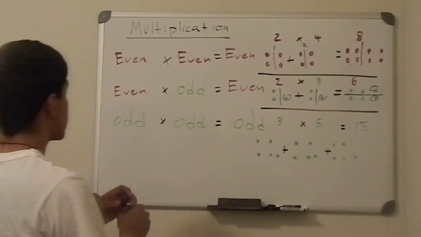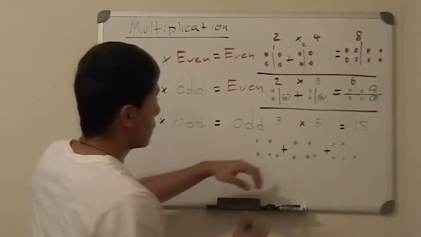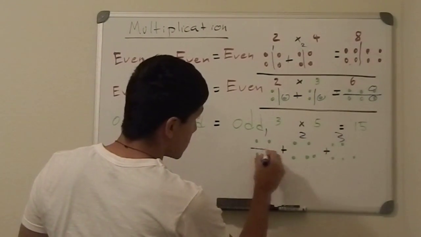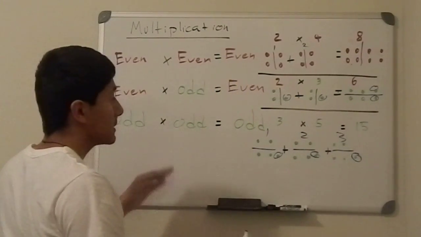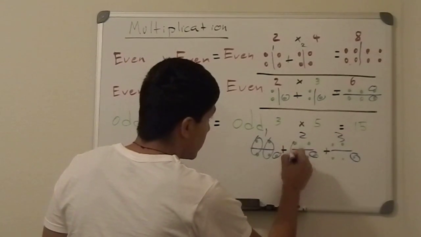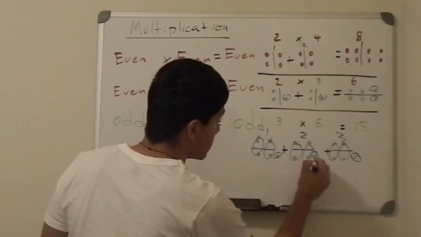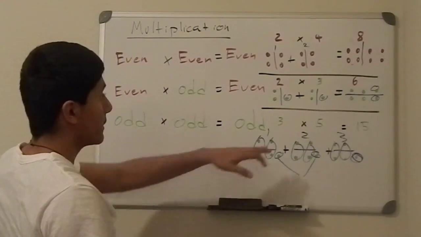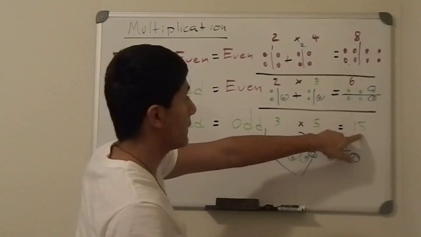Okay, now we progress to odd and odd. We have 3 groups of 5. 1, 2, 3 groups. This splits here, and we have an odd one out, obviously, because it's odd. These are already even. These are already groups, and so this one comes together with this one to make a group, but we still have an odd one. So the trick here is, because the number of groups is odd, then we have an odd number at the end, which is 15.